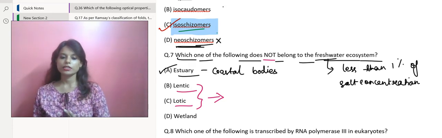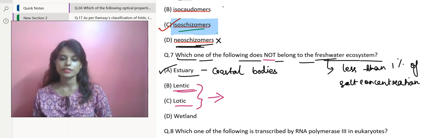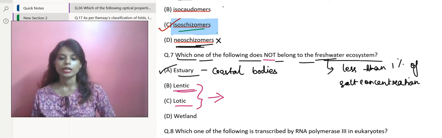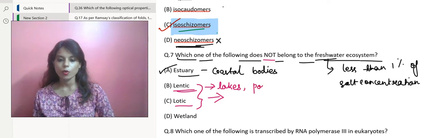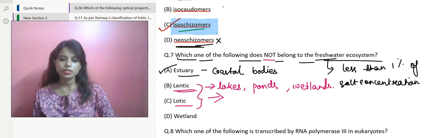Lentic and lotic are a part of freshwater ecosystems. Lentic ecosystems, if I talk about this individually, are still or standing bodies of water, okay, such as lakes. These are not flowing, these are standing bodies of water, like lakes, ponds, wetlands. Hopefully you all never saw the water in these water bodies move from one place to another. It's not like that. They do not even drain anywhere.